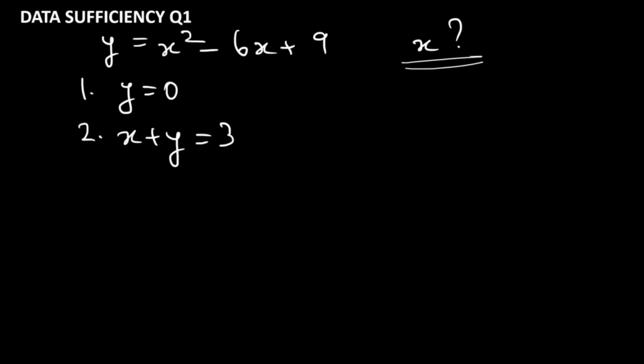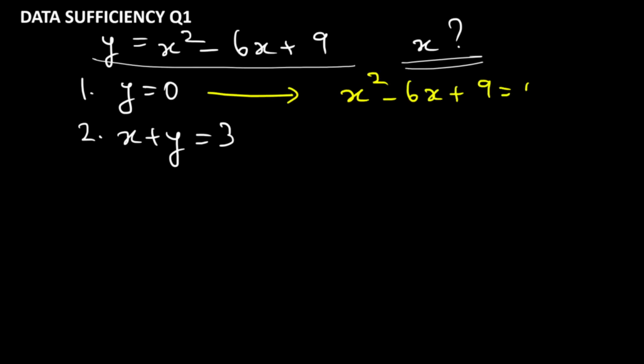Remember, you don't need to find the value of x in data sufficiency questions. You just need to know whether the given information is sufficient or not. Now, over here it's given that y is equal to 0. If we substitute this into the equation, we get x square minus 6x plus 9 is equal to 0. And we can factorize this, right? You just need to find two numbers whose product is equal to 9 and whose sum is equal to minus 6. So that would be minus 3 and minus 3.